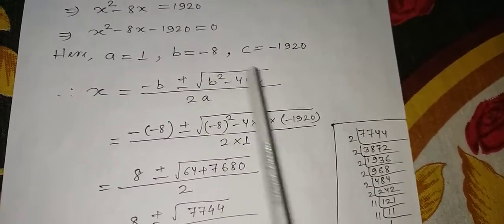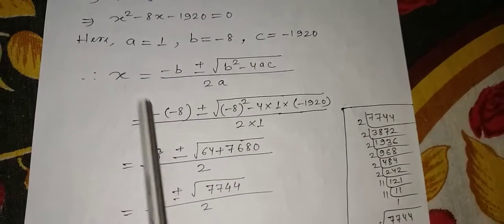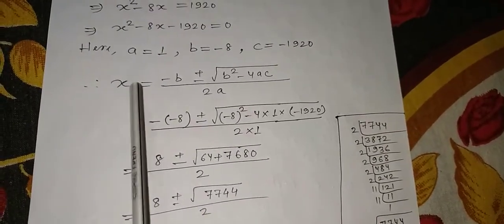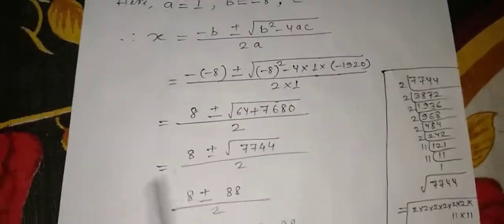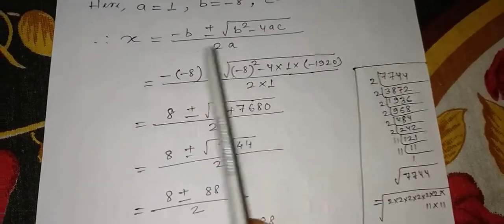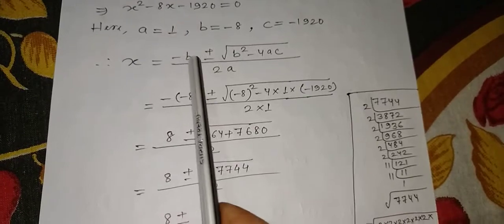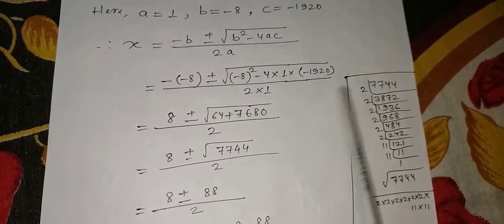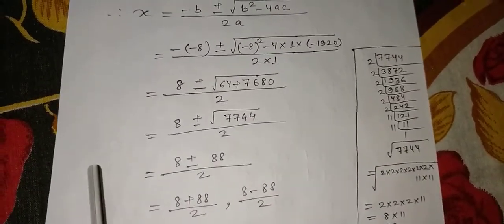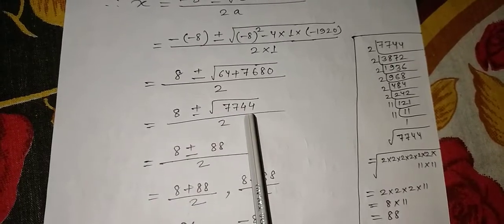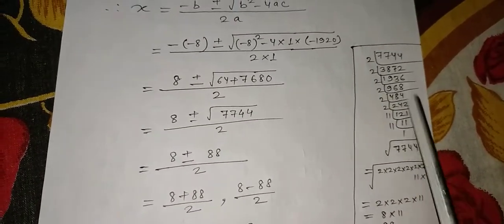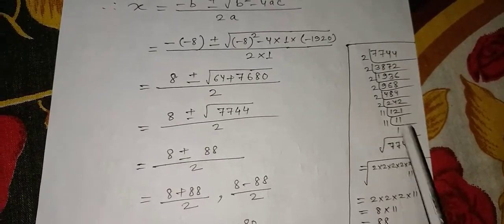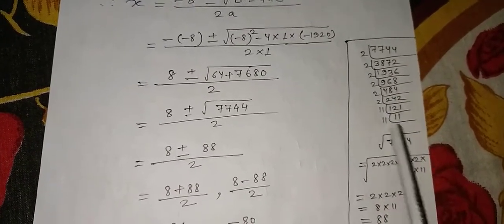Several times I have discussed this formula. So this is our Sridhara Acharya formula. So x equals the formula, putting the respective values of a, b and c, I have put here. After putting here, you can see I got root over 7744. So when I factorized 7744, I got 6 2's and 2 11's.